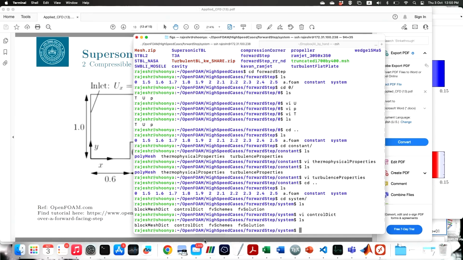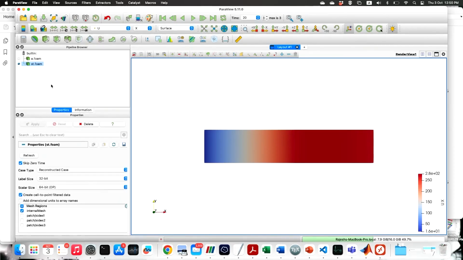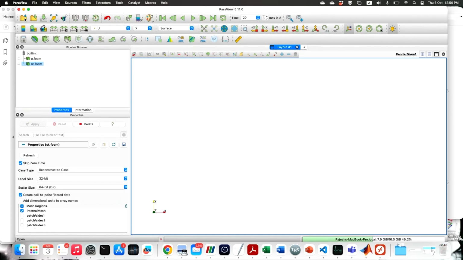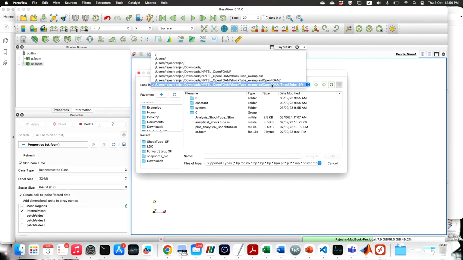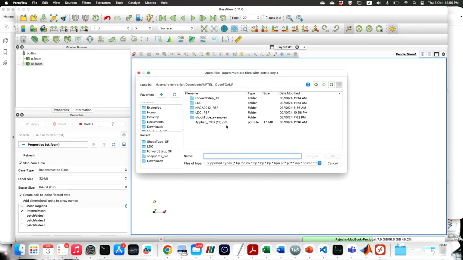I will first show you the results which I have obtained using the solver. Okay, so this is the forward step.